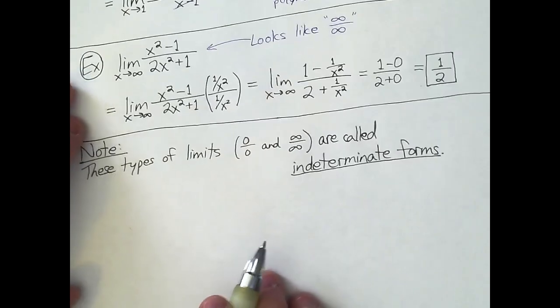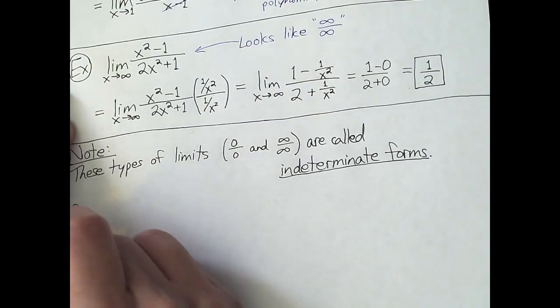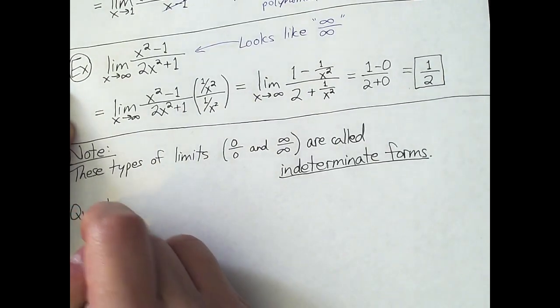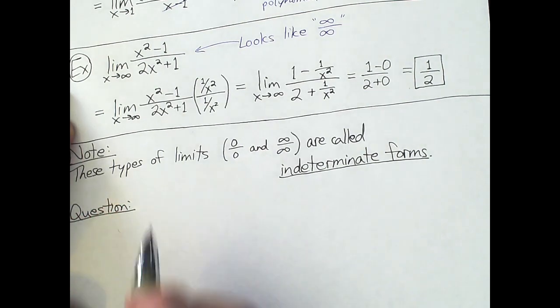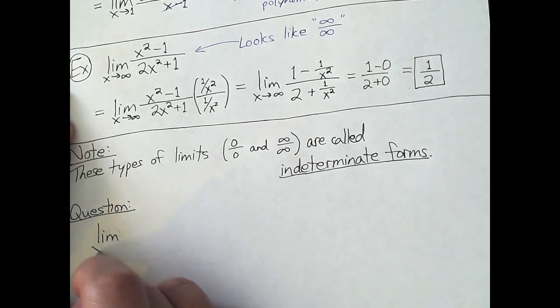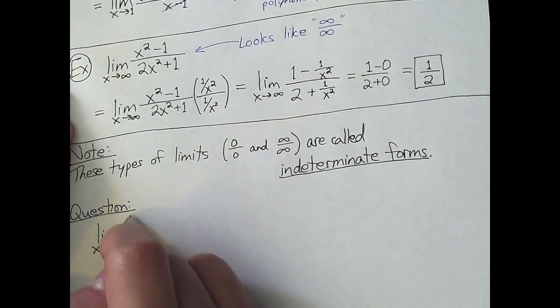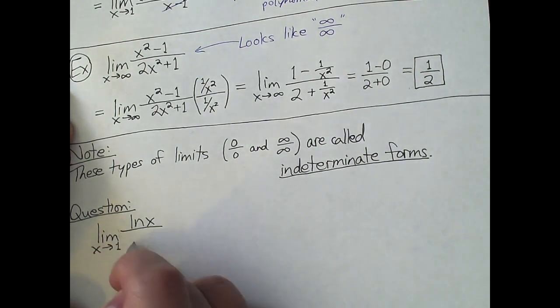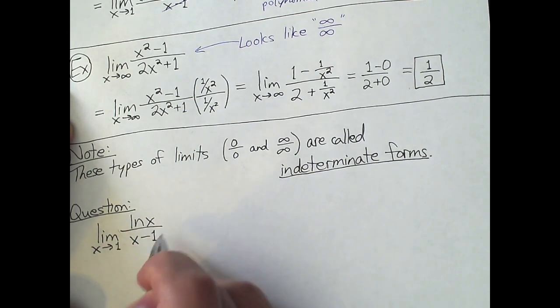I'll show you one that we're actually not ready to solve yet, but we'll be able to solve very soon, in a few minutes. What if you had the limit as x approaches 1 of ln x over x minus 1?